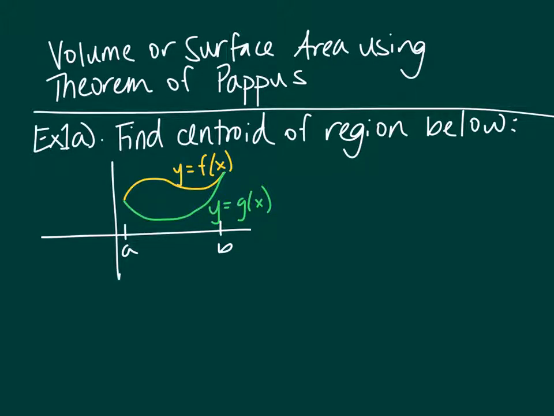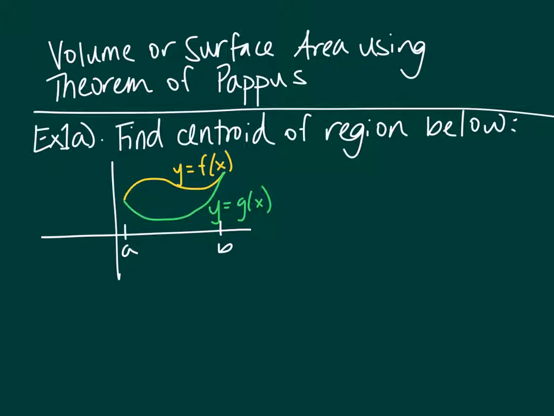In this video, I'm going to show you a trick, this theorem, for finding the volume or surface area of a solid of revolution. And so we're going to start by actually doing a refresher of how we find the centroid. So we proved this in class, so we're just going to write it down here.